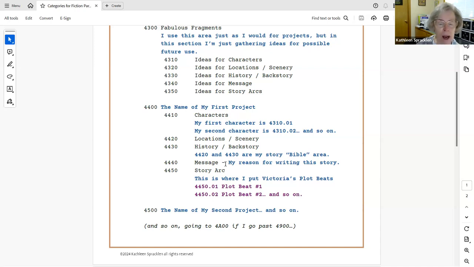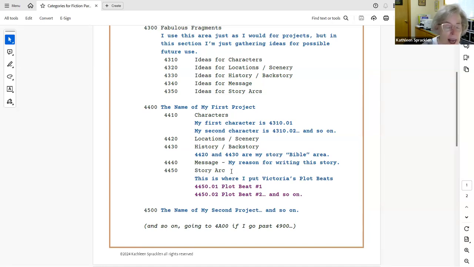Why am I writing it? Why do I think it's so much fun? Why do I want to share it with the world? So that's private to me. But if I get stuck and I'm like, oh, I can read that and say, I can figure this out. I really want to get my story done.